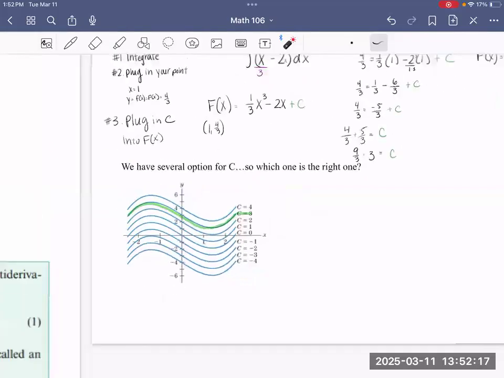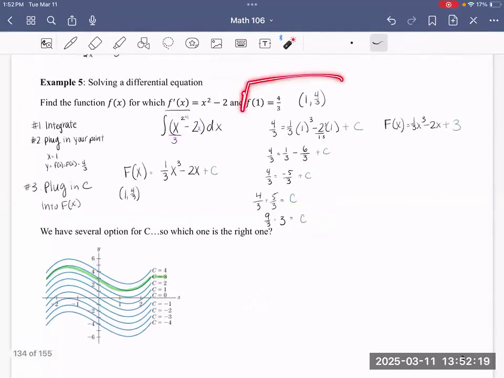So unless you're given a point that we are confident in, we will not know what c is. So if I give you a point in the future, which I do really like this problem, because it kind of gives you the extra step of how to find that c, it kind of puts it all together.